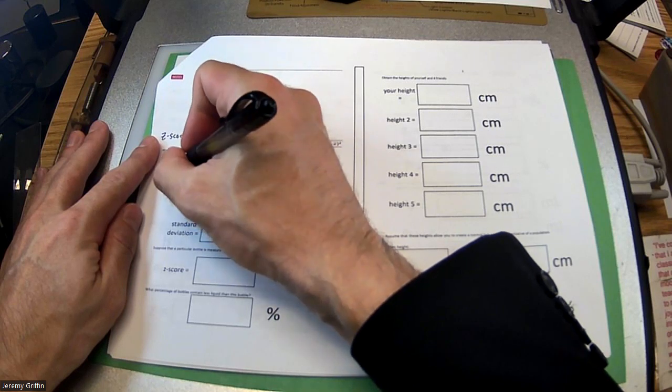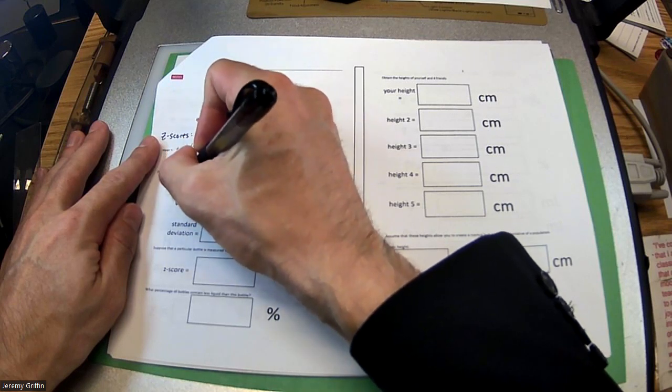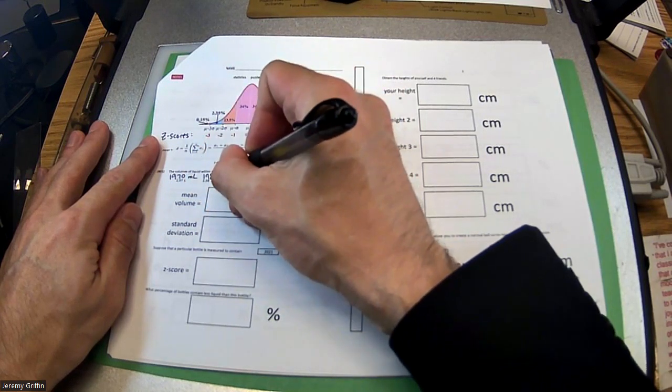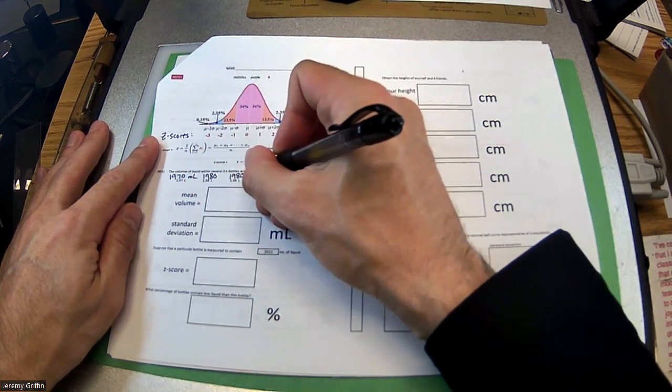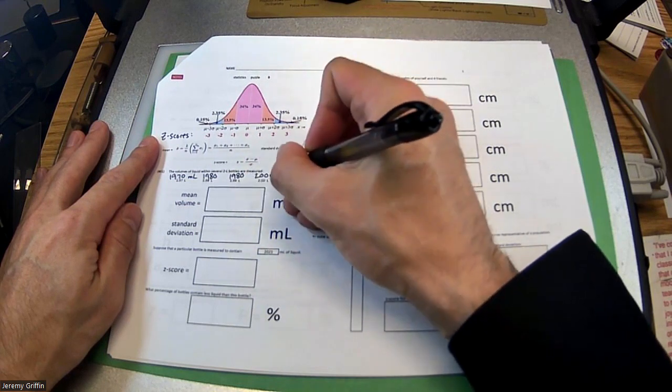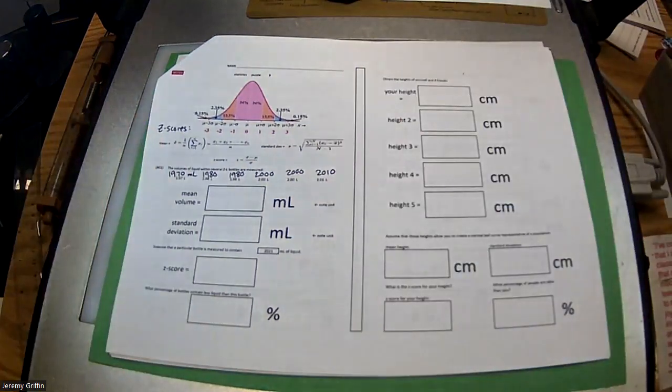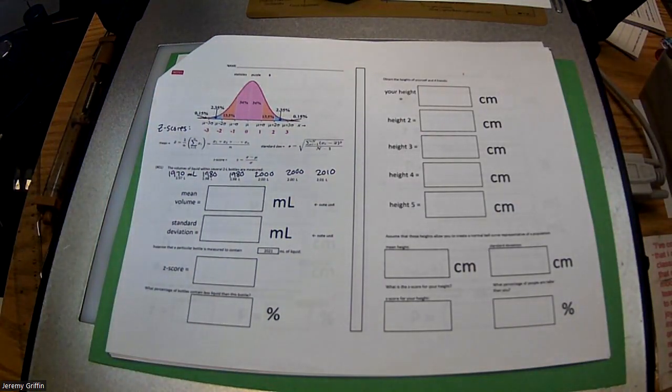So 1.97 liters, isn't that 1970 milliliters? And this could be 1980. This could be 1980 again. This could be 2000 exactly, 2000, and 2010. Can you guys do that? Multiply all your bottles by 1,000 to get milliliters. You guys can do that.